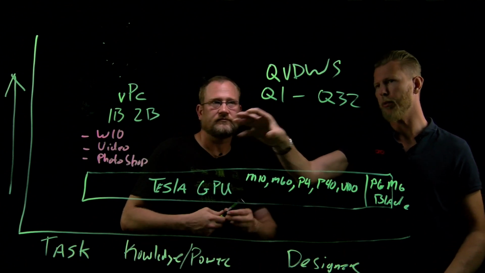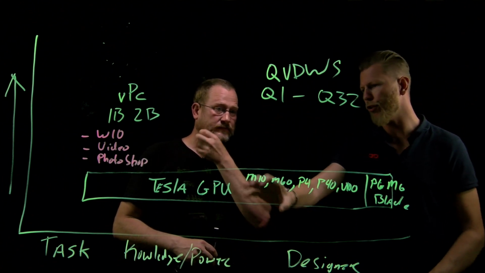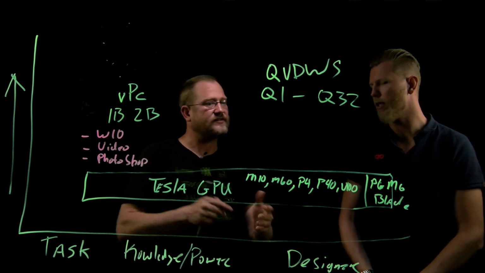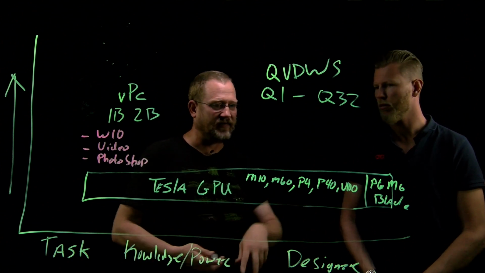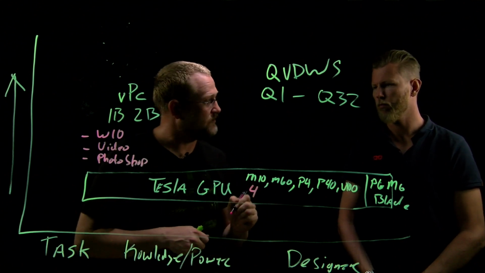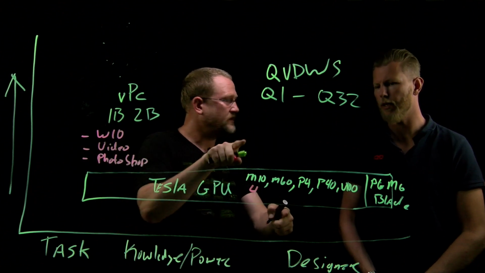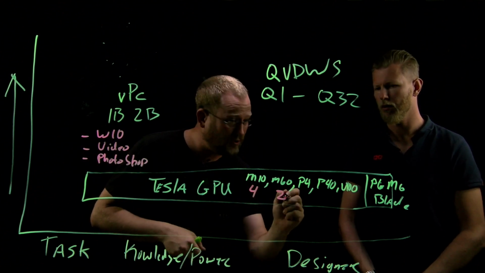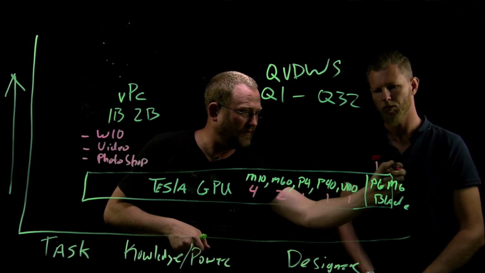So both the virtual PC as well as the Quadro equivalent are available on all Tesla cards, right? Yeah, that's the cool part. There's a couple of caveats that are important when you're dealing with design work. An M10 here is made up of 4 GPUs. That means I can run 4 different profile types, one on each GPU.